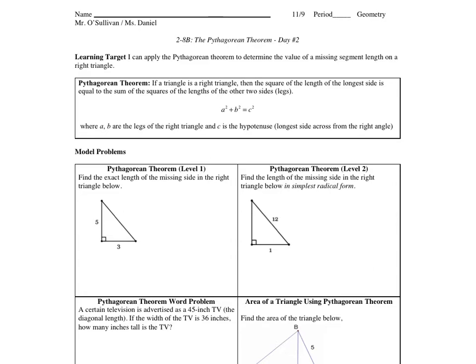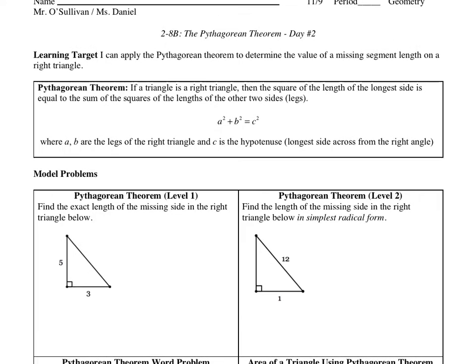So today's learning target is the exact same as Thursday's. I can apply the Pythagorean Theorem to determine the value of a missing segment length on a right triangle. So again, I have the theorem listed.